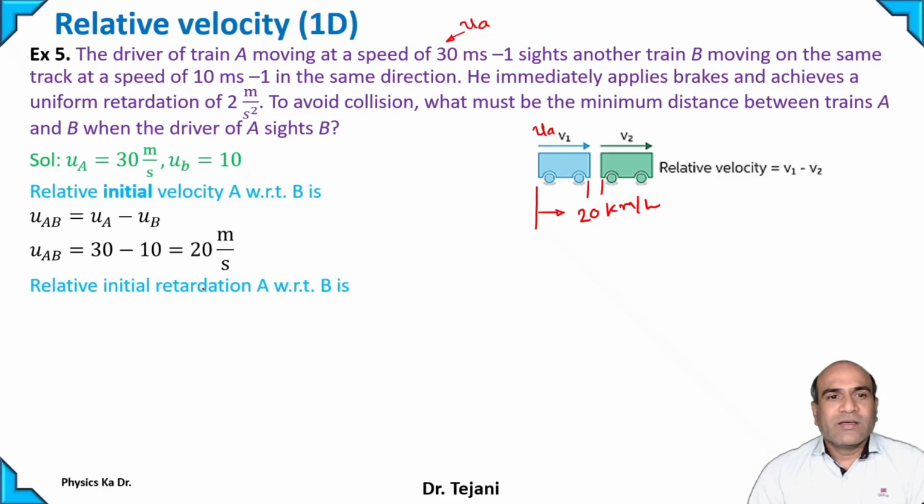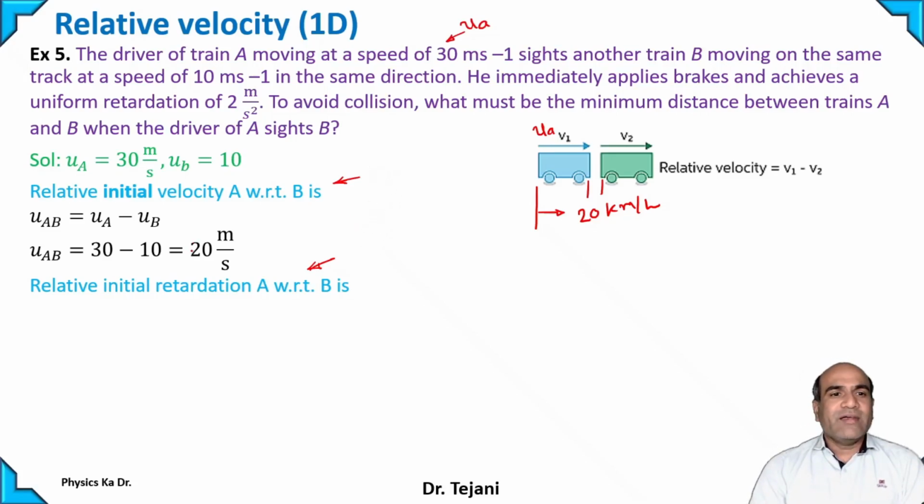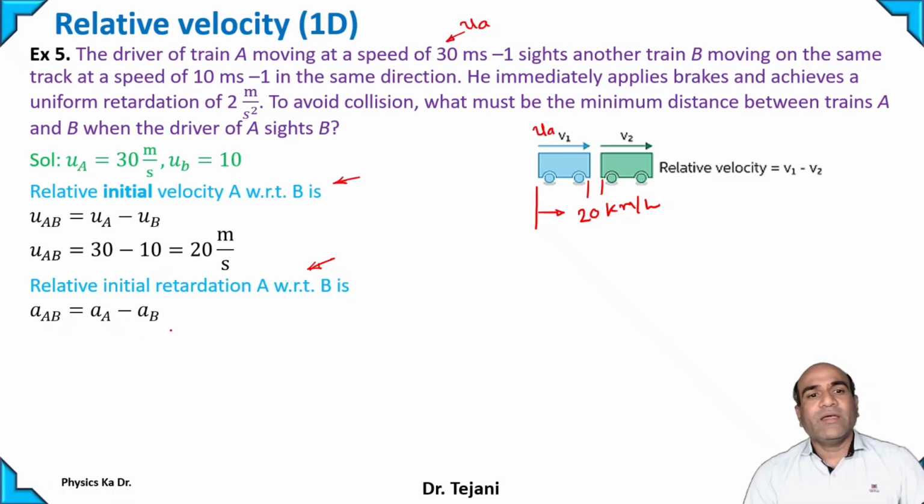Now, if it is applicable for relative velocity, it is equally applicable to acceleration, or retardation, or for distance also. So you can say relative distance, and you can call it relative acceleration. So we can find relative acceleration AAB is equal to A of A minus A of B.